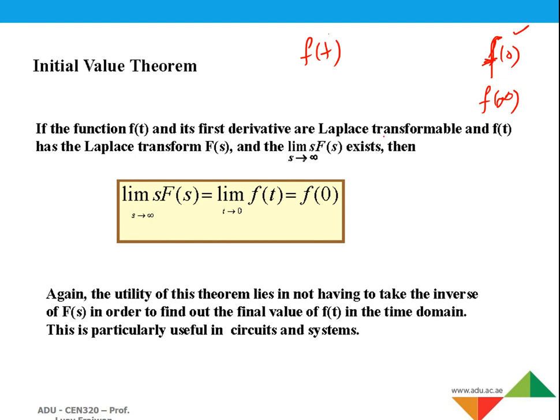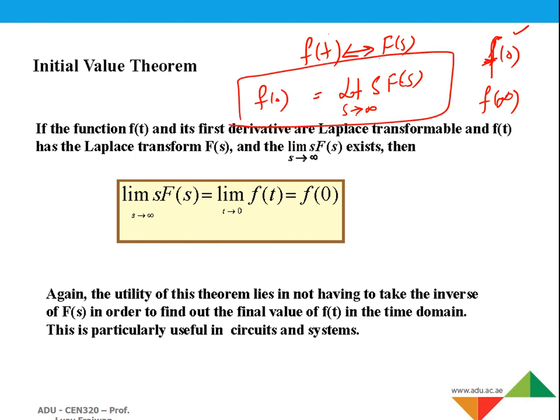How? You have a function f of t and its Laplace transform is F of s. What you can do is just multiply this Laplace transform with s and apply the limit that s approaches infinity, and that will give you the initial value of that function. So it's easy to calculate the initial value of a function from its Laplace transform by multiplying with s.